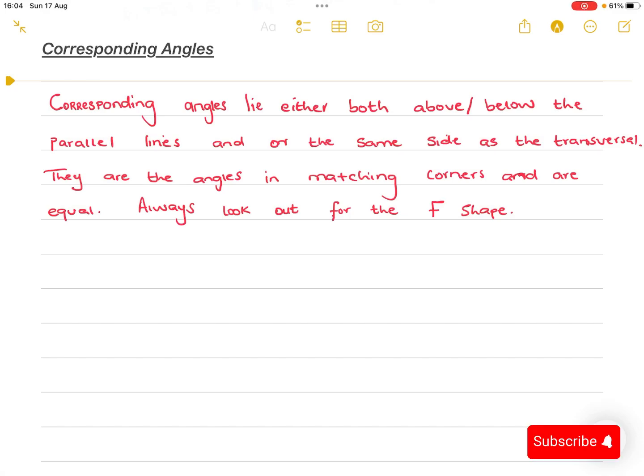Okay, now I want us to look at corresponding angles. What is it about corresponding angles? We say corresponding angles lie either both above or below the parallel lines and on the same side as the transversal. They are the angles in the matching corners and are equal. Always look out for the F shape.